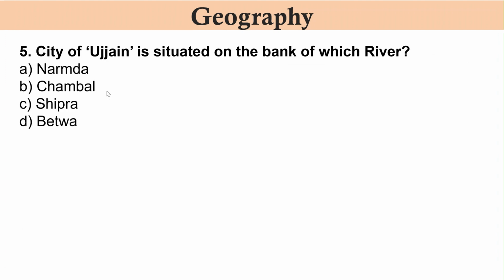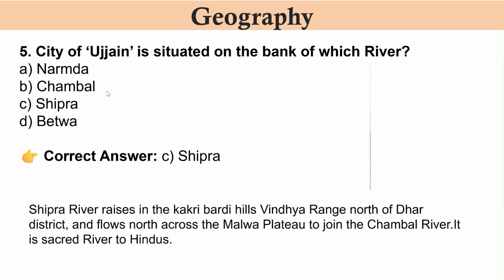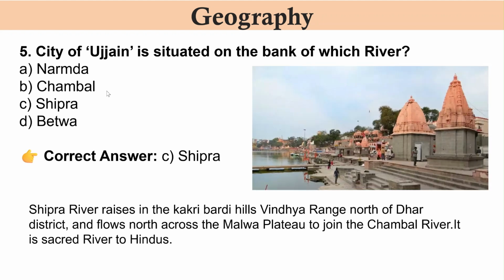Next question is, city of Ujjain is situated on the bank of which river? A. Narmada. B. Chambal. C. Shipra. D. Betwa. The correct answer is C. Shipra. Shipra River rises in the Kakri-Bardi Hills Vindhya Range north of Dhar district and flows north across the Malwa Plateau to join the Chambal River. It is sacred river to Hindus.